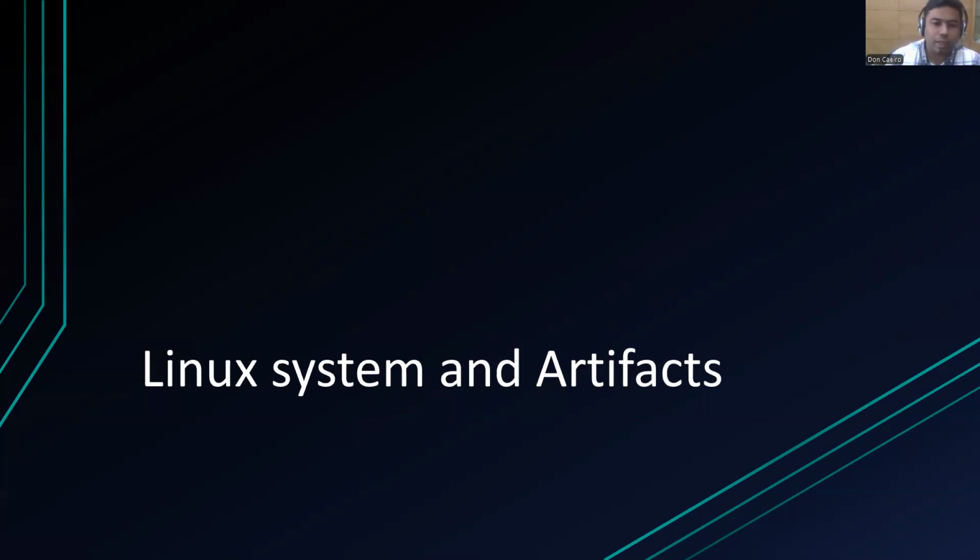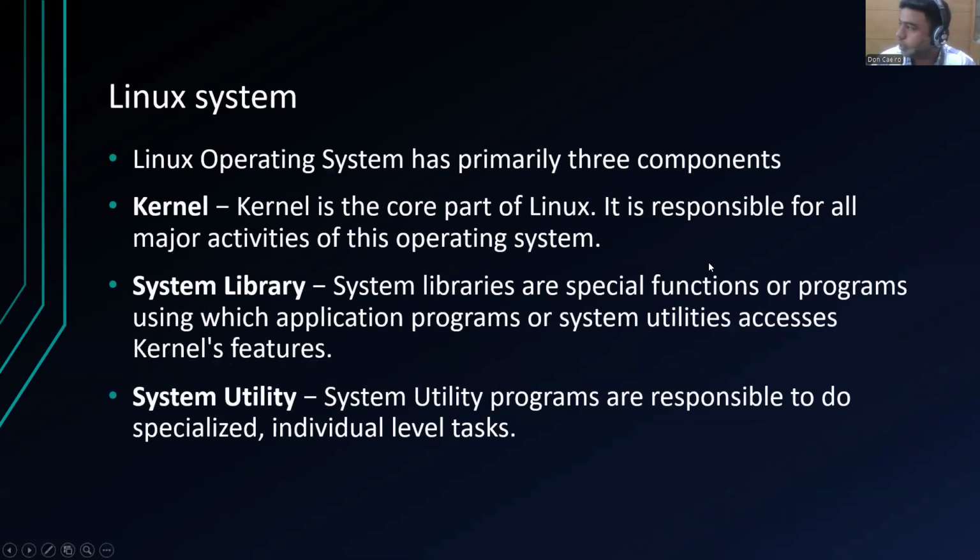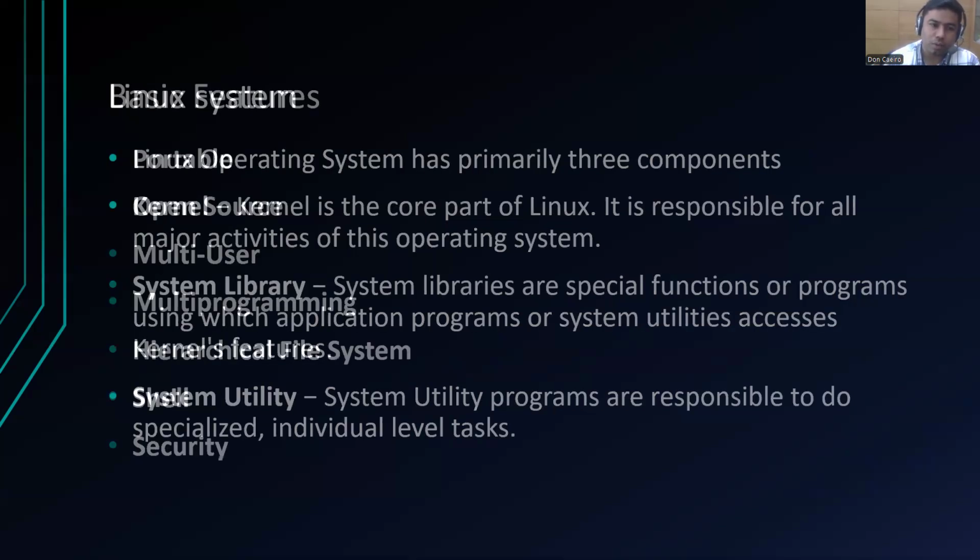We'll be discussing the Linux system and its artifacts. When we talk about the Linux operating system, it basically comprises three components. The kernel is the core part of Linux and it is responsible for all the major activities of this operating system. The system library is special functions and programs using which application programs and system utilities access kernel features, and the system utility programs are responsible for specialized or individual tasks. So here we have three components: the kernel, the system library, and the system utility.